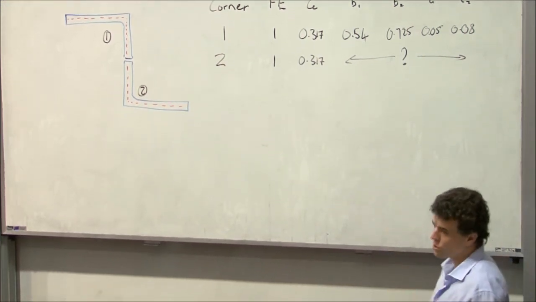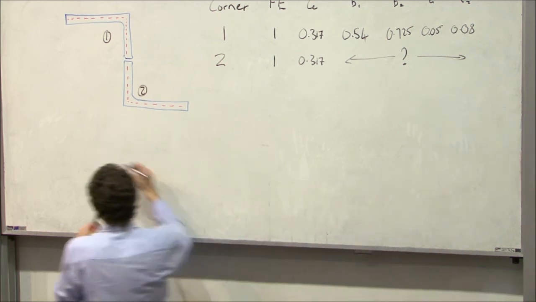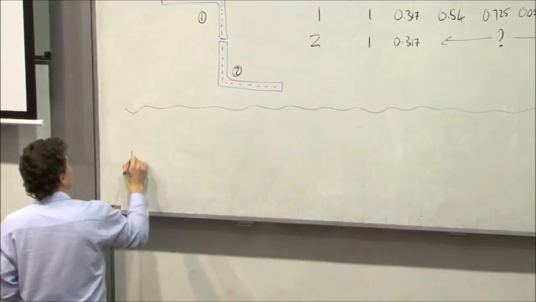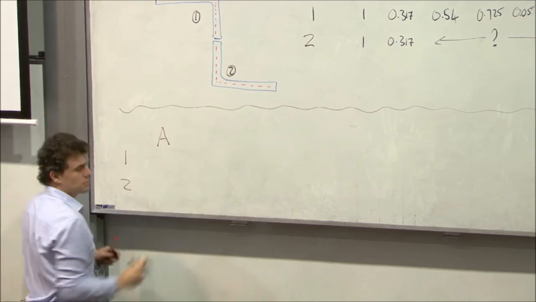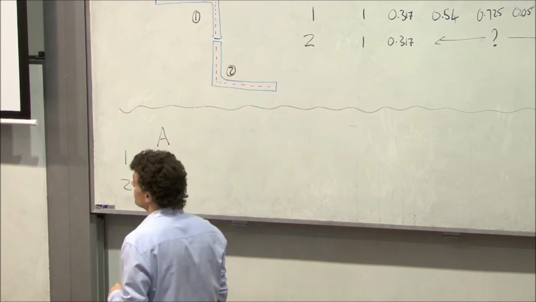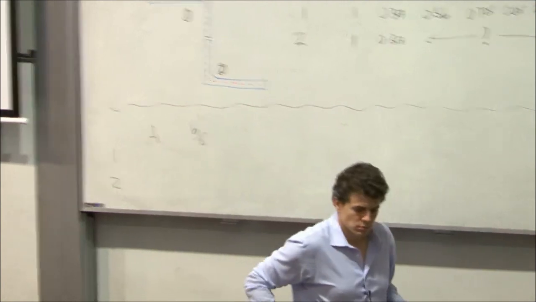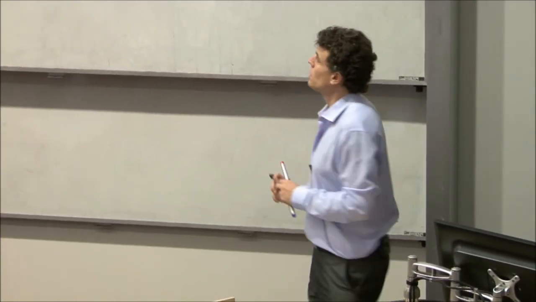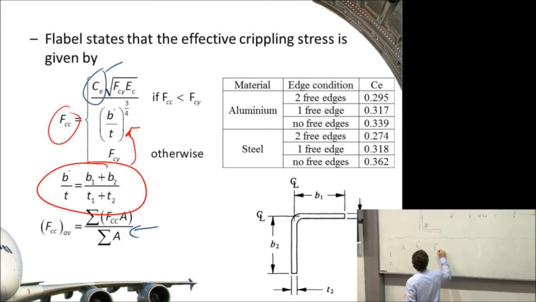Now we're going to need some more columns. So I'll just put a squiggly line across here. 1 and 2. The extra columns we need are area, B dash on T, and FCC and FCCA.